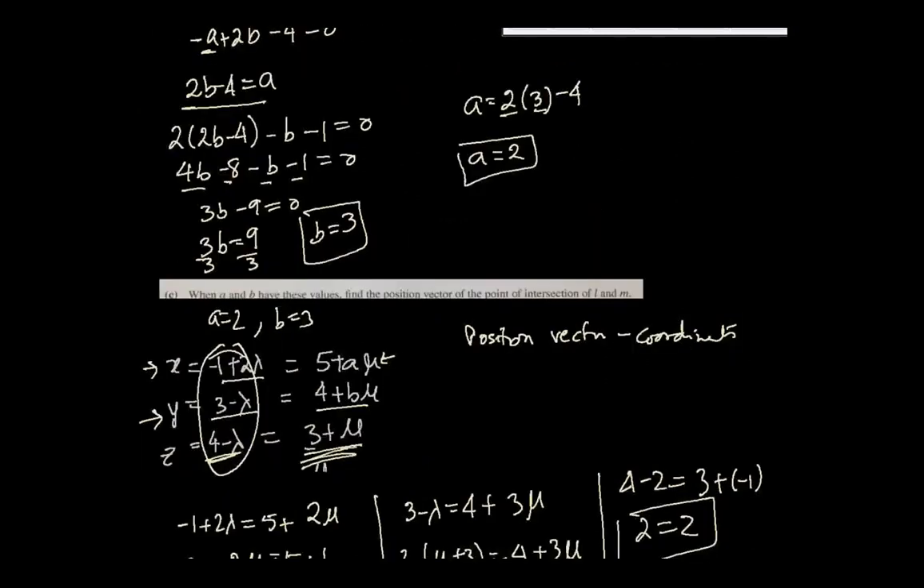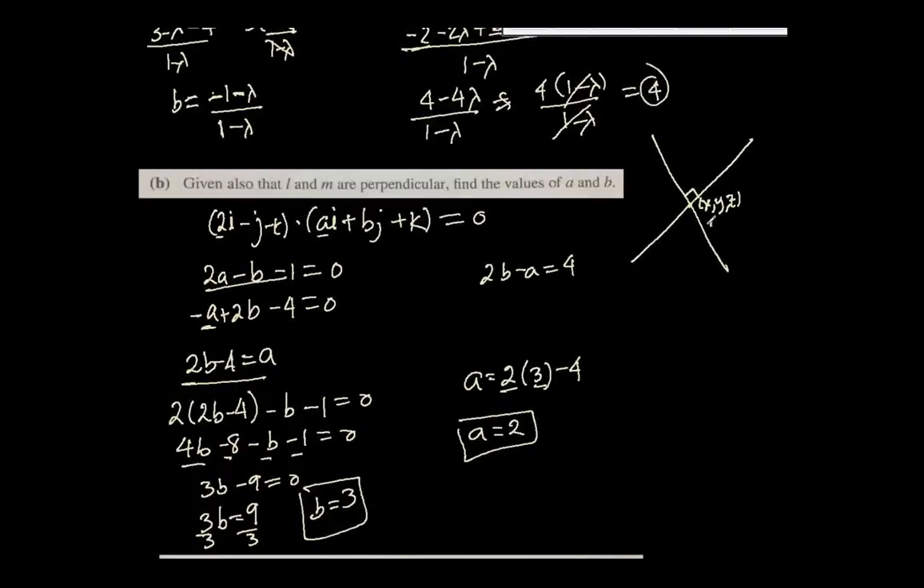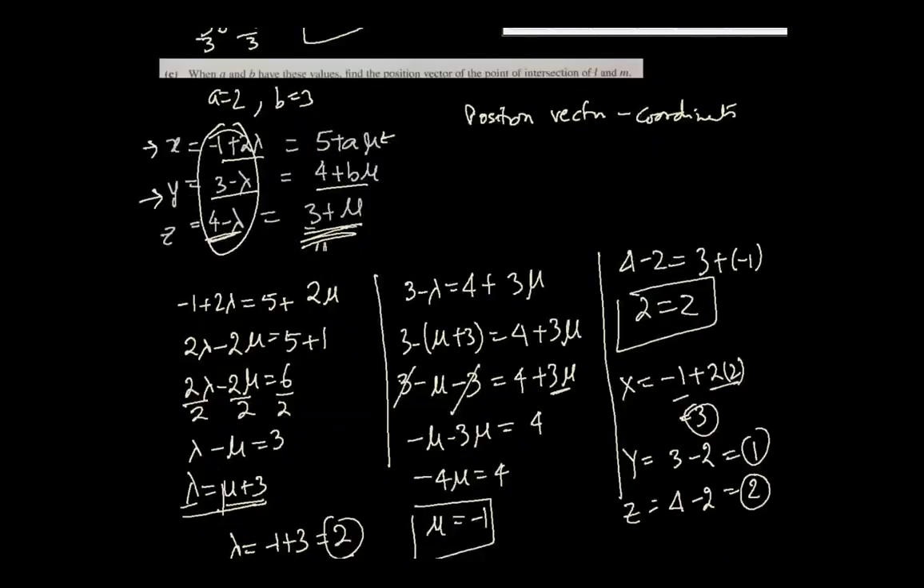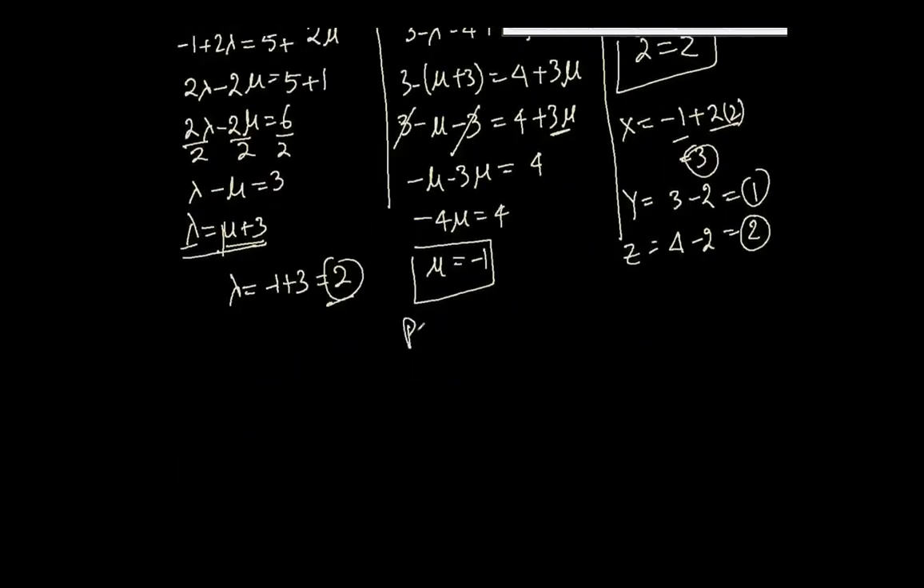Let me show you which one. Here. 3, 1, 2. So 3, 1, 2 are converted to position vectors. So the position vector of M, which is OM, will be 3i plus j plus 2k. That is the position vector of M.